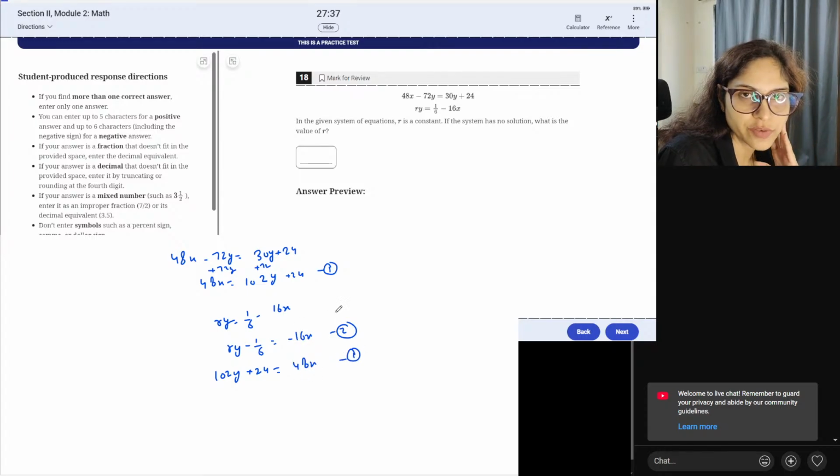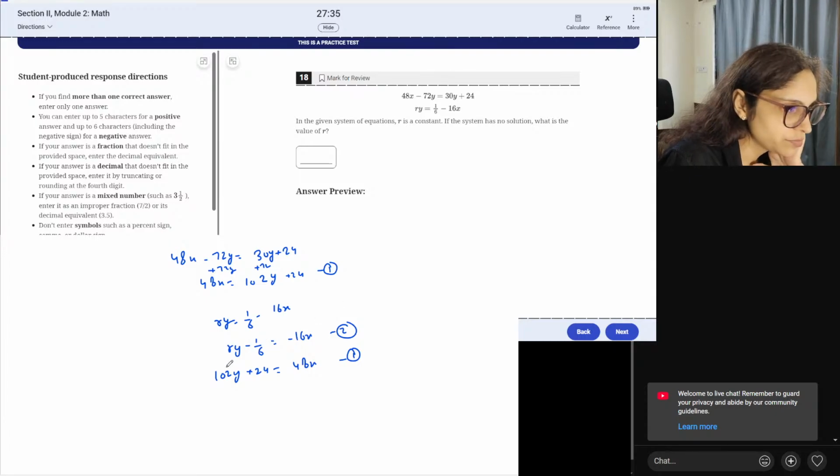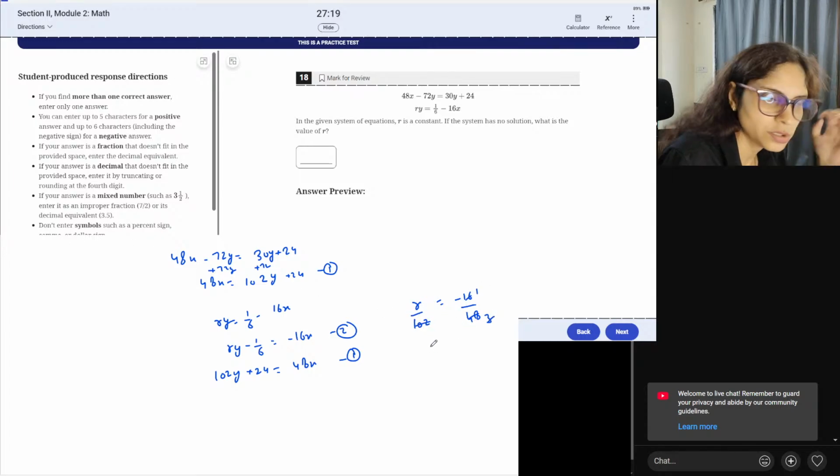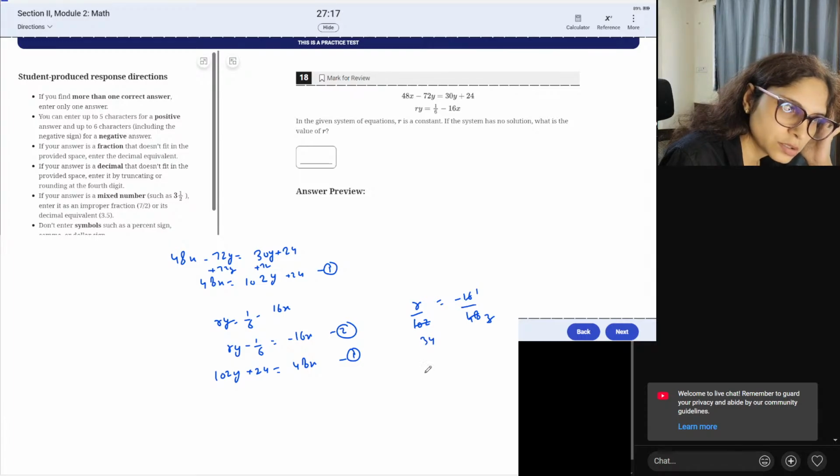Now the coefficients of x and coefficients of y, they should be the same. So r over 102 should be equal to negative 16 over 48. 3 is 34, r should be negative 34.